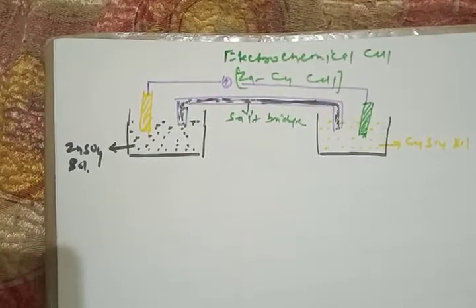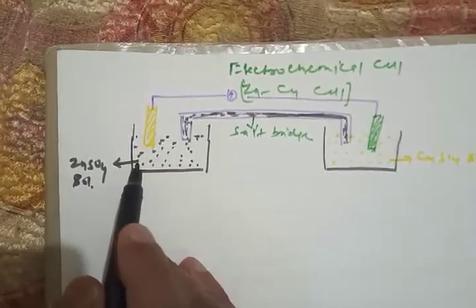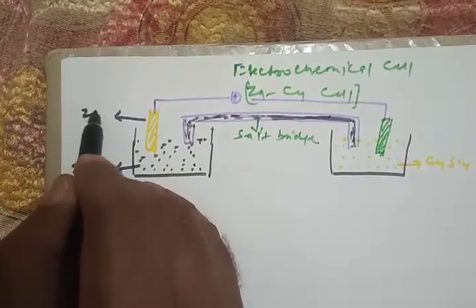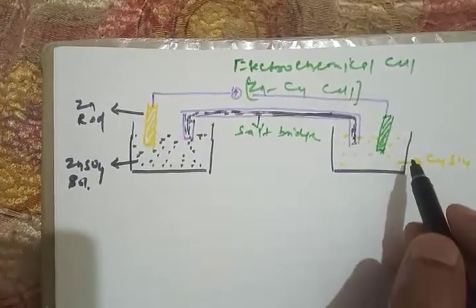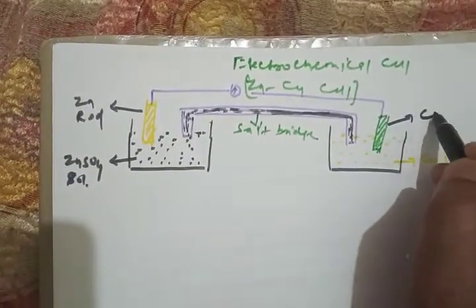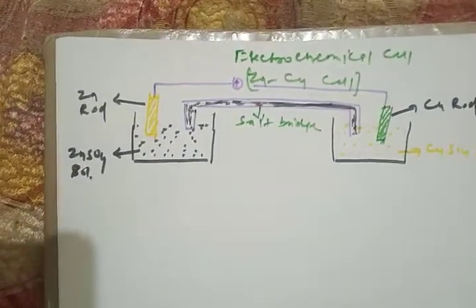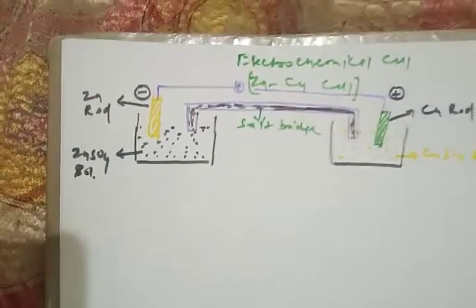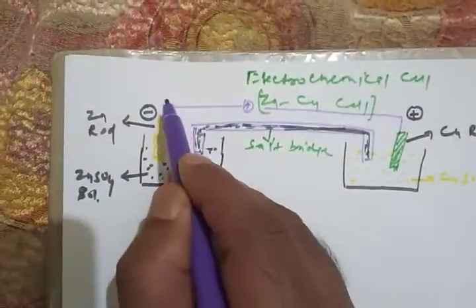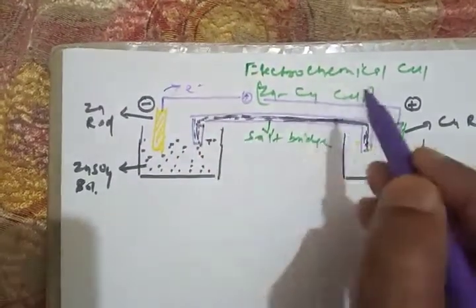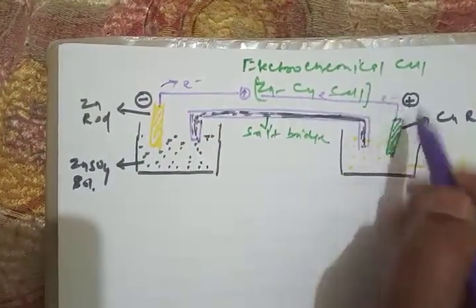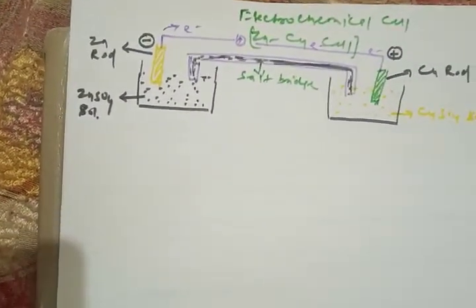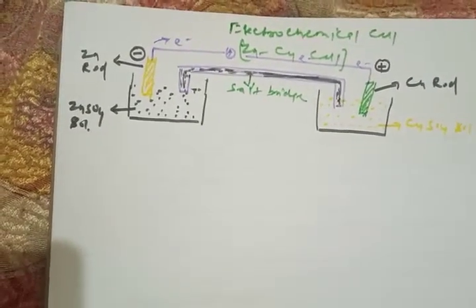Now the very important part, the electrode. This is the zinc sulfate solution, so the rod here is zinc. This is the zinc rod. This is the copper sulfate solution, so this is the copper rod. This is the negative charge and this one is the positive charge. So electron movement occurs from this side. This is how the zinc copper electrochemical cell looks.